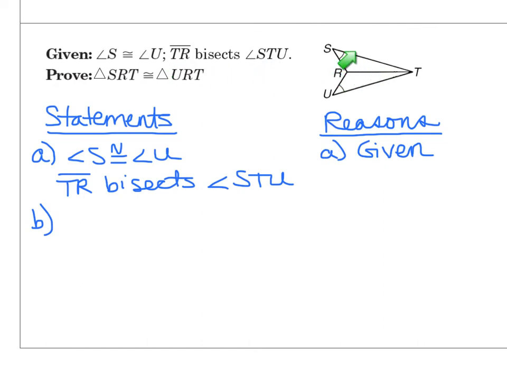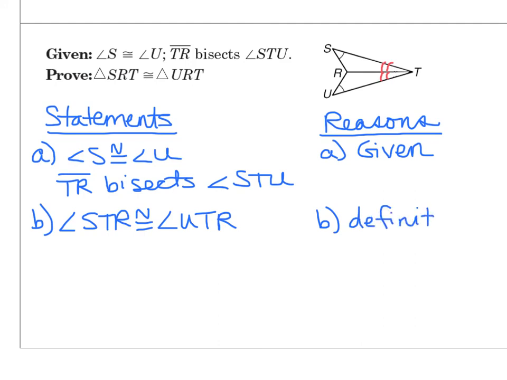So TR is bisecting STU. That means that I have two angles here that are congruent. It's these two angles here. And so I'm going to write about that. So angle STR is congruent to angle UTR. And the reason is definition of bisect. Because that's what it means to bisect an angle.